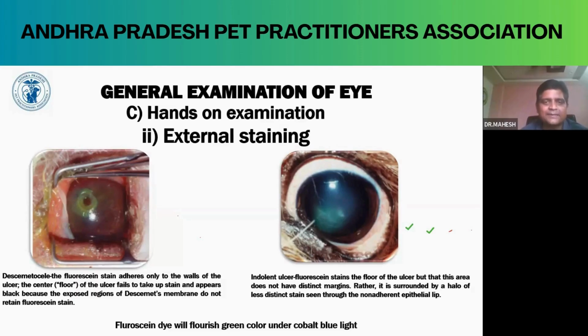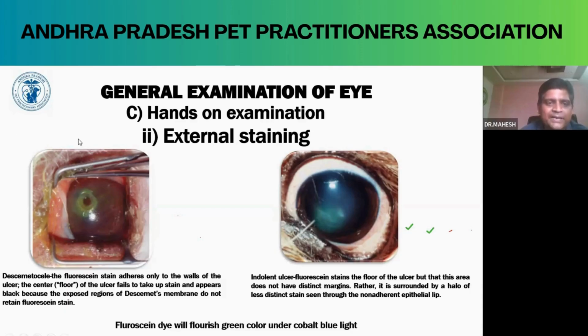A descemetocele is nothing but a herniation-like thing. Generally, we use the suffix cele whenever there is a herniation. The same thing, the Descemet's membrane will be expressed here. So here you can clearly see the edges. You can appreciate the dye's apple green color, and also you can observe the stroma is also green, because the stroma and the edges have water. The stroma will have water, so it will take the dye, and it is fluorescing in the cobalt blue light as a green color.